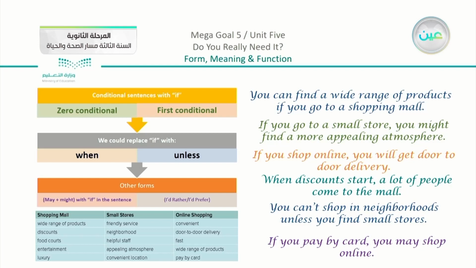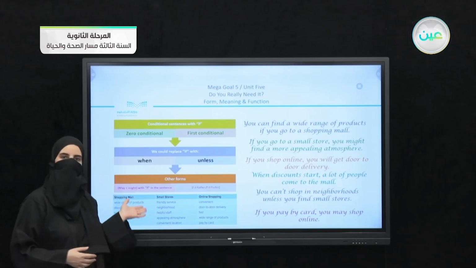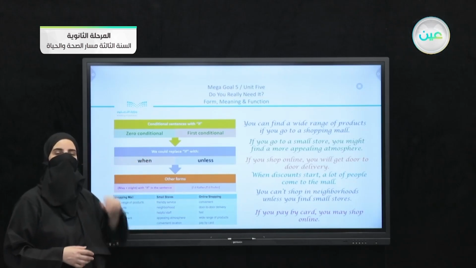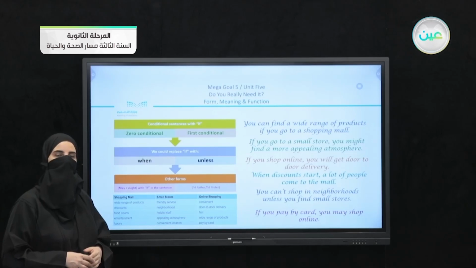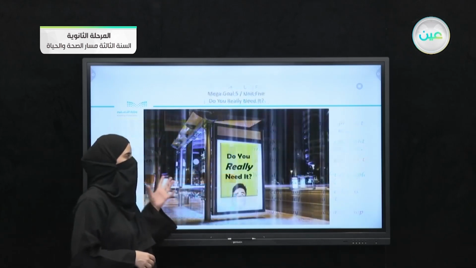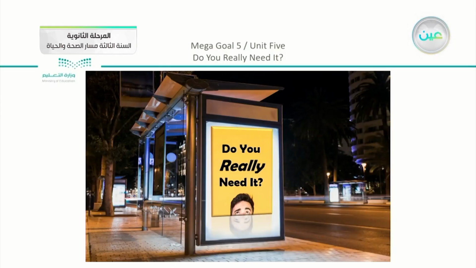So you can see that there are different sentences applied here, and there is a combination between the words that we have learned here and we applied them within the structures. So this is the lesson that we have studied before, which is the form, meaning, and function lesson. Now we are going to go back to our basic topic. We have here, do you really need it?